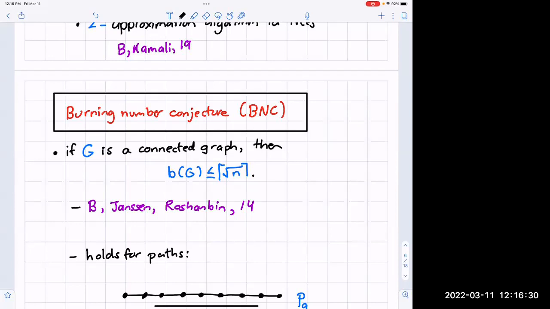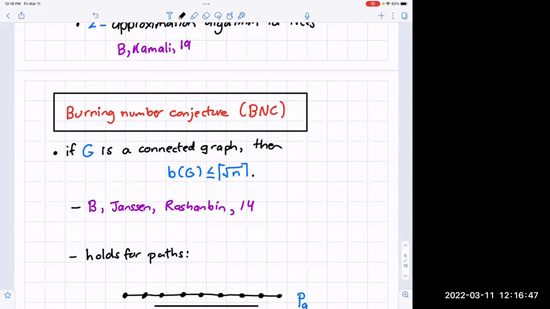Okay, so we want to avoid the situation of path forest. We're going to talk about connected graphs, right? So if G is a connected graph, the burning number is at most the ceiling of the square root of n, where n here is the order, the number of vertices. Okay, so this is the conjecture.